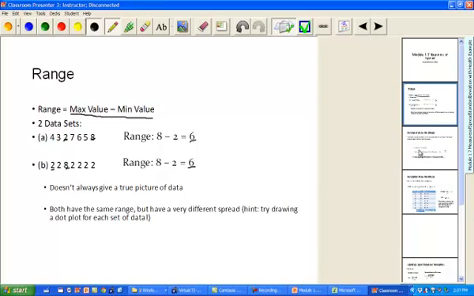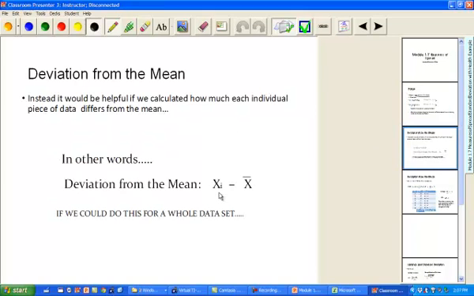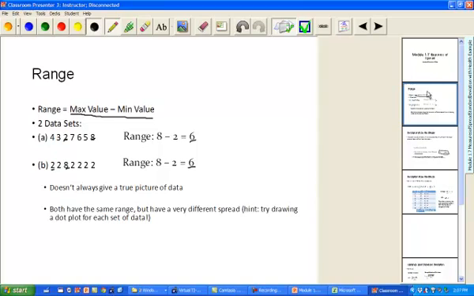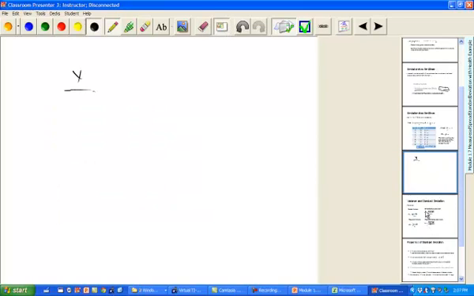So what we can do is take a look at how far away each term is from the mean. That's what we call the deviation, right? And the average deviation is also called the standard deviation. Okay, so we're going to look at the original data set: 4327658. So 4, 3, 2, 7, 6, 5, 8.